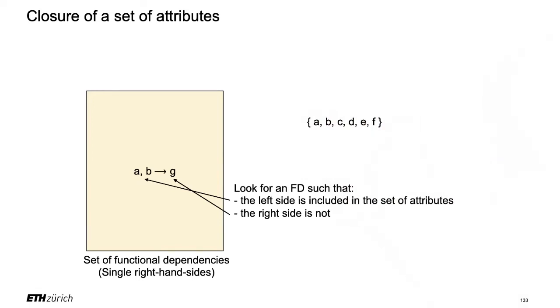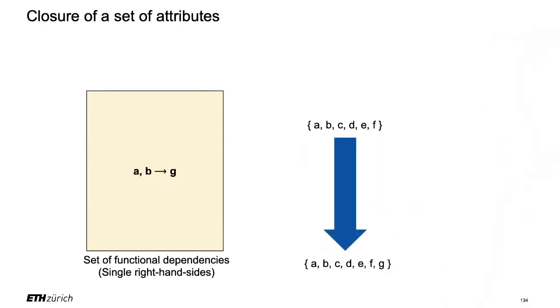Let me reformulate. I know A, B, C, D, E, F. And I also have the information that if I know A and B, then I know G. What can I infer from that? Yes, exactly, that I know G. In other words, we can add G here. I'm using that knowledge from the functional dependency, that if I know A and B, then I know G, to expand my set of what I know. So if I know A, B, C, D, E, F, then I know A, B, C, D, E, F, G, right?